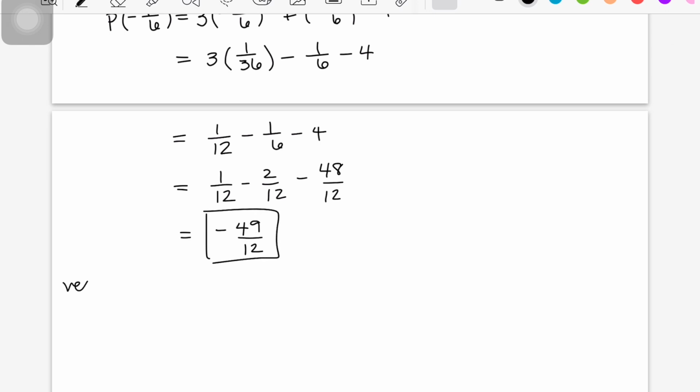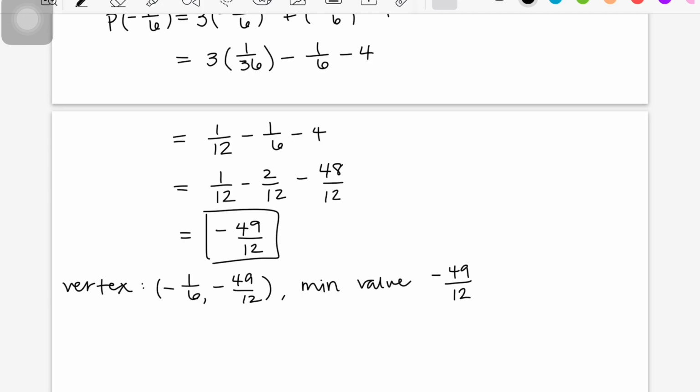So this tells us our vertex is minus 1 over 6, minus 49 over 12. And so we know that our minimum value will be negative 49 over 12. And we know that this will be a minimum since a is equal to 3, which is greater than 0. So our graph opens upward.